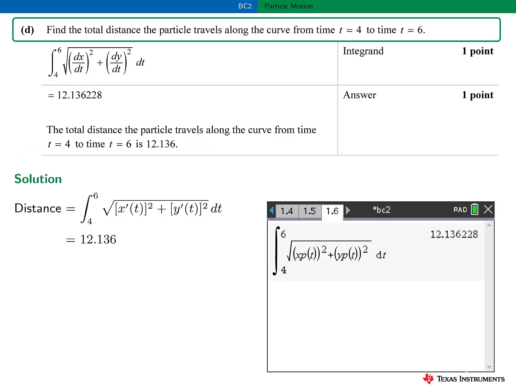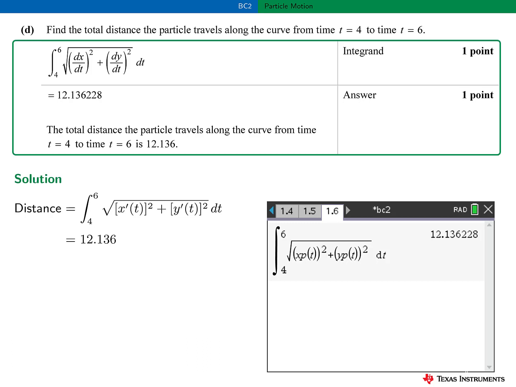In Part D, we need to find the total distance the particle travels along the curve from time t = 4 to time t = 6. Part D was worth 2 points. The first point was for the correct integrand, and the second point was for the correct answer.